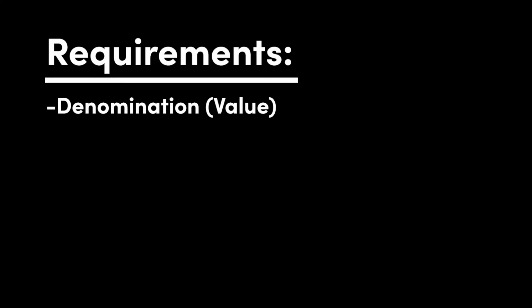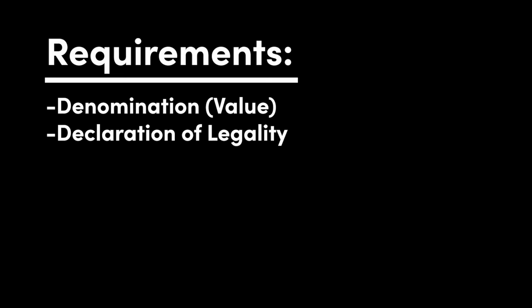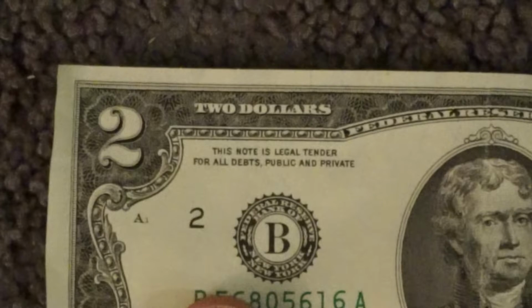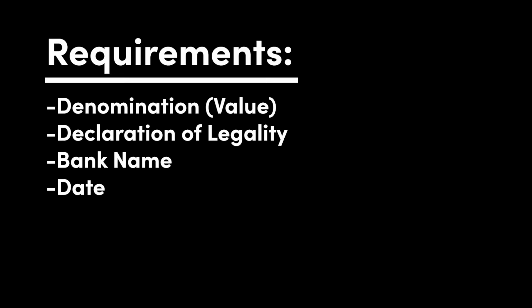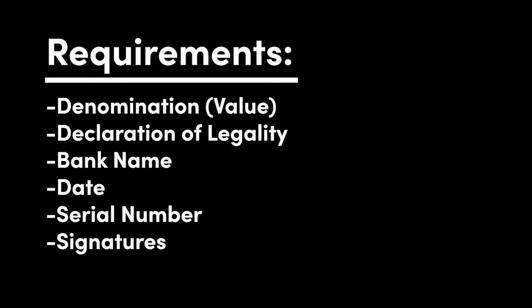So you have to have, obviously, the amount number or the denomination, so how much the bill is worth. Declaration of legality, this is the small print saying this is to pay debts, public and private, which is just legal garbage. Include the bank name, so like the issuer or authority. Like the badge on the left or that seal basically says which mint or location it came out of. The date, obviously. The serial number, so the green text that you see on the front. Signatures, this is like the treasury and the secretary or whatever.